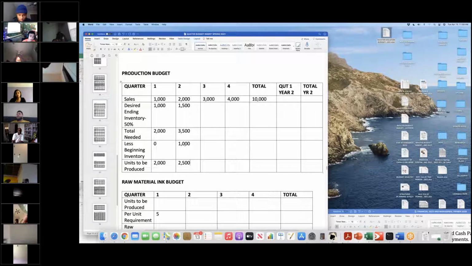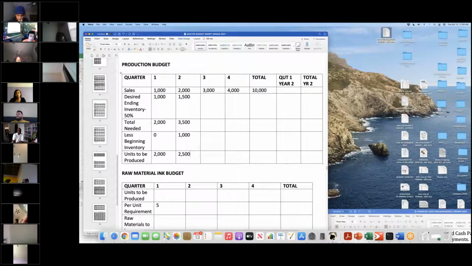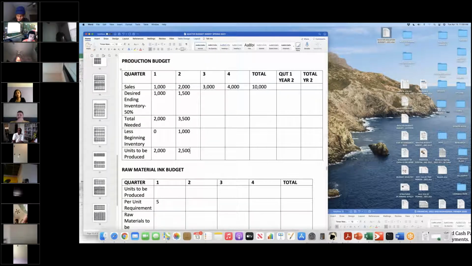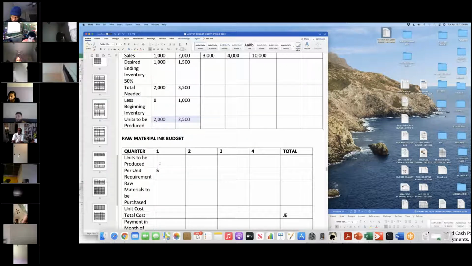Let's think about that a little bit. Now, once the production budget finishes, assuming the sales budget people have their first row done, assuming the assumption people have their first row done, well, whatever is on this units to be produced line is going to come right here.